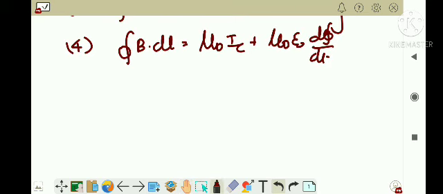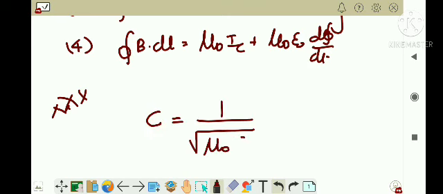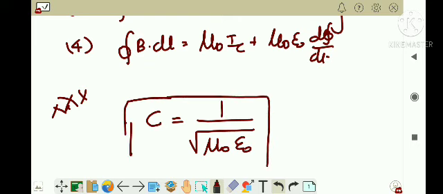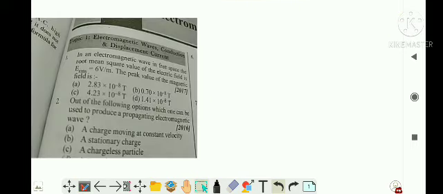Now there is a small thing which you have to learn for numerical problems. It was experimentally found that the velocity of light is equal to 1 by root of mu 0 epsilon naught, where mu 0 is the permeability and epsilon naught is the permittivity of free space. So the velocity of light in air has an expression like this. This value was experimentally found, guys. Okay, we will see what question has been asked.